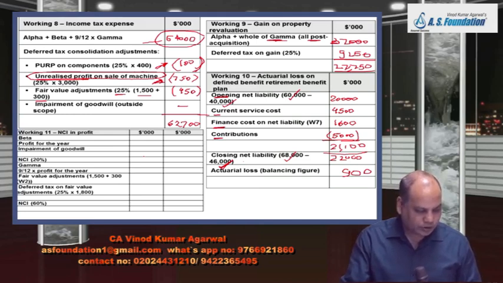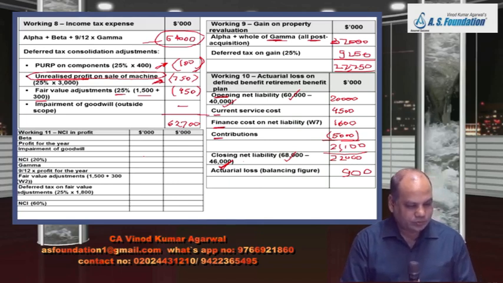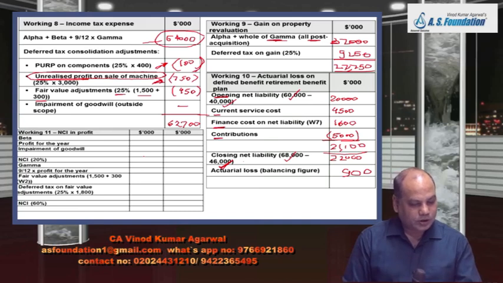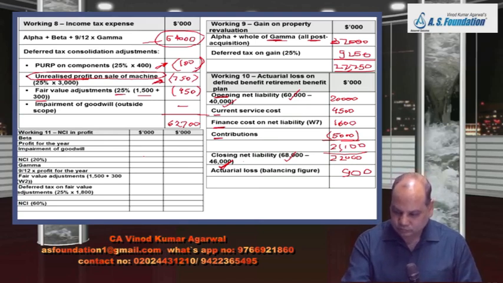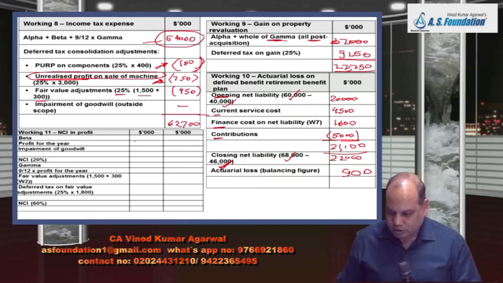Profit after tax for the year. In your question, can you see it is written profit for the year 60,000 in the center? Write 60,000 here. Now, in case of beta, there was an impairment of goodwill. How much was the impairment? Was it 10,000? Is there any other adjustment in beta's profit?